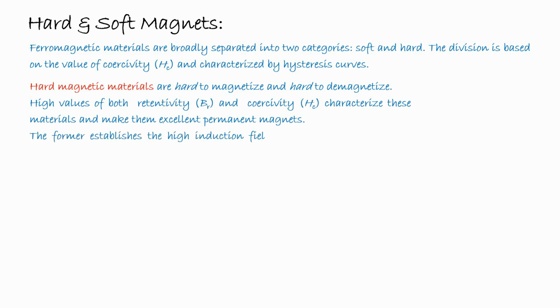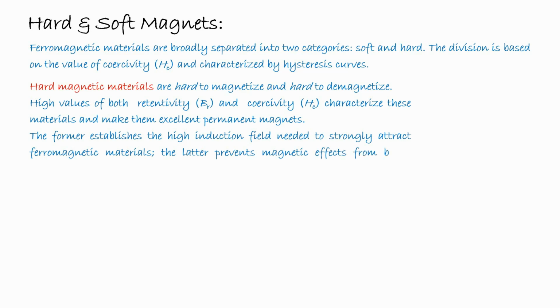Here the former establishes the high induction field needed to strongly attract the ferromagnetic materials and the latter prevents the magnetic effect from being influenced or even destroyed by nearby magnets or external fields. That means there are two terms, one is called the retentivity and another is called the coercivity.